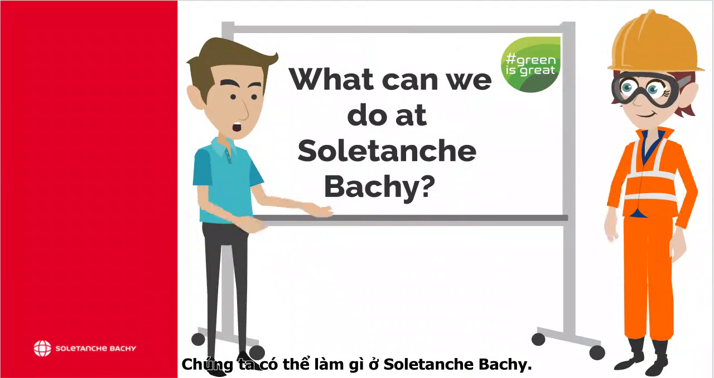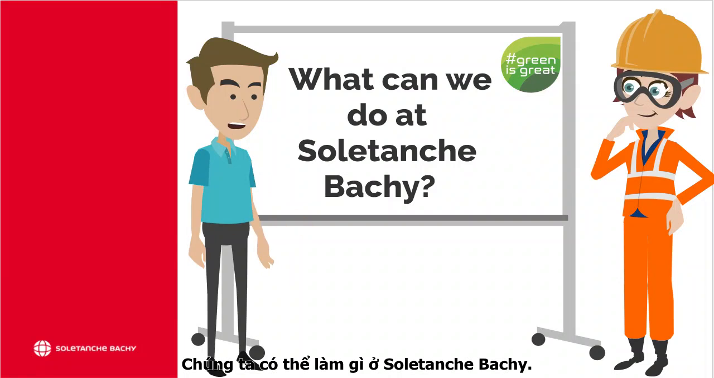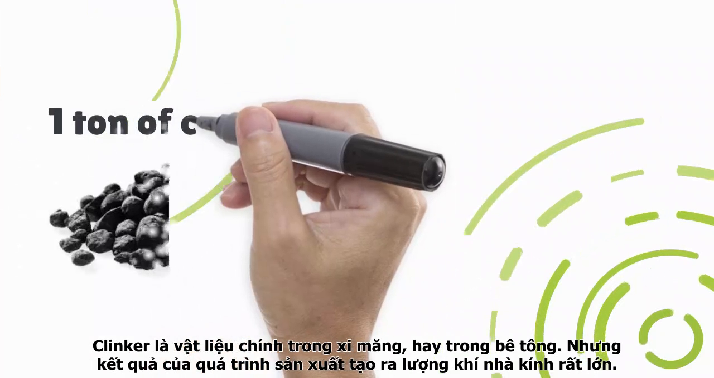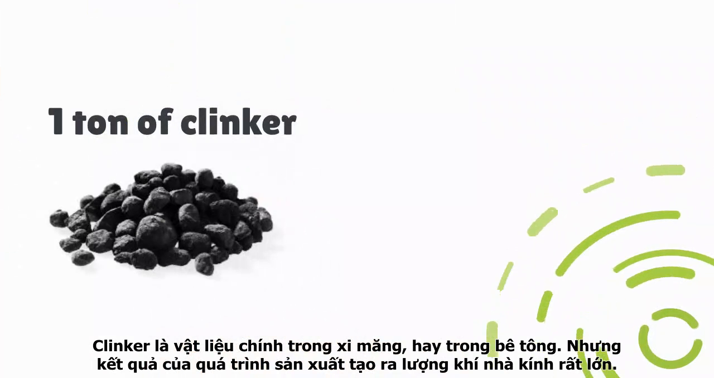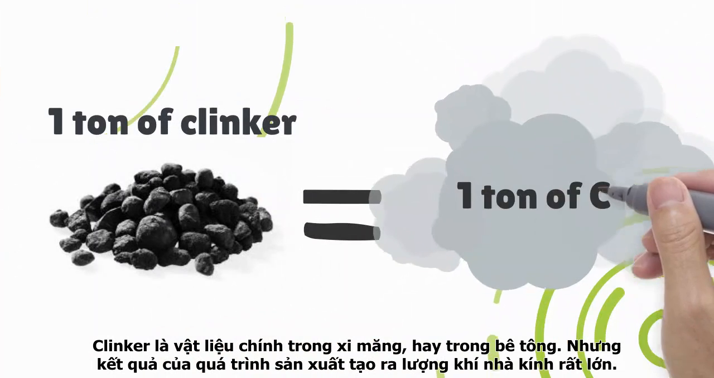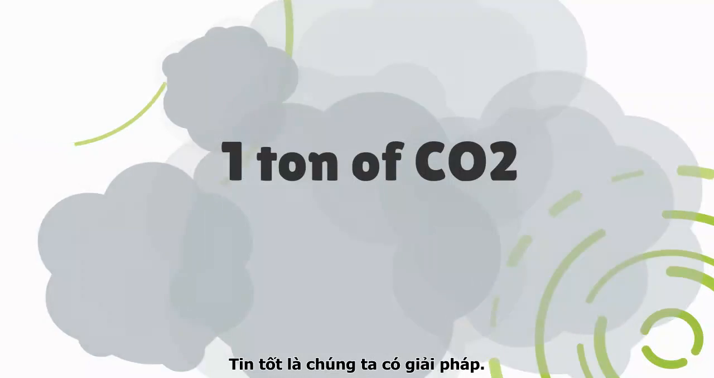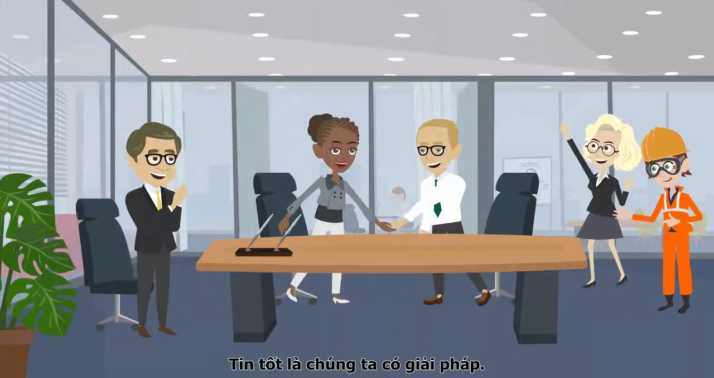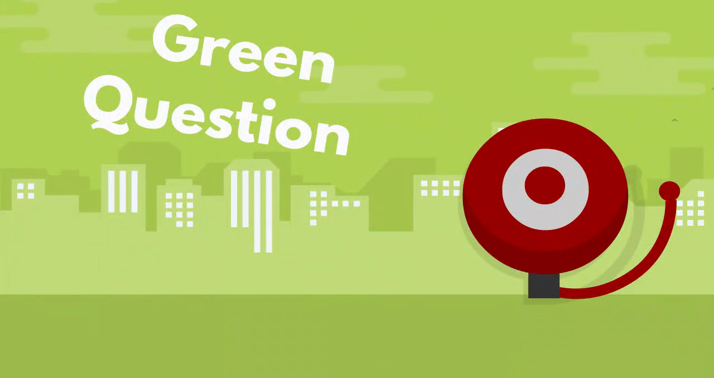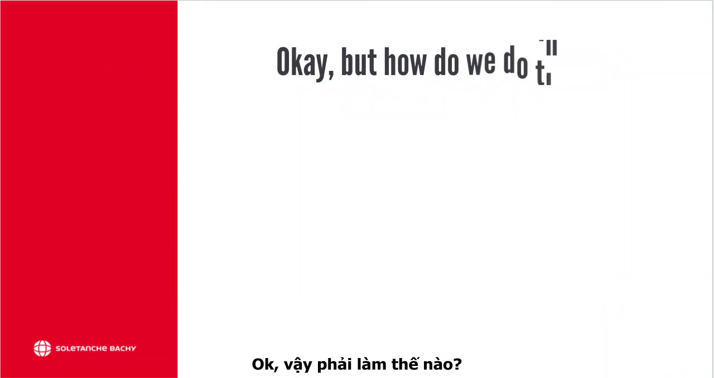What can we do at Soletanche-Bachy? Clinker is the main material in cement, and therefore in concrete, but its production results in very high greenhouse gas emissions. Good news, there is a solution. Okay, but how do we do that?